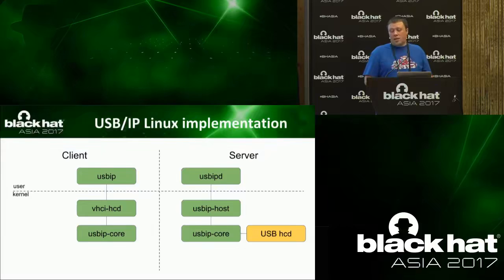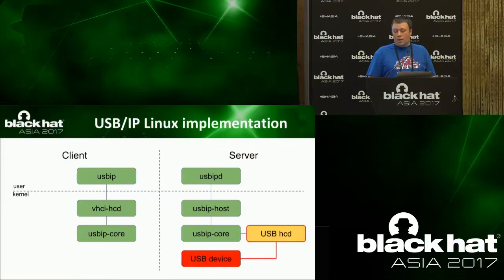And on the server side, you can see that this subsystem can talk to a real USB host controller driver. So the basic process of using USB IP is as follows. Imagine you plug in a real physical device to the server. The server's real USB host controller enumerates this device and reports to the USB subsystem of the server that a new device is in the system. And Linux will typically try to load the appropriate device driver to manage this device, and that's it.